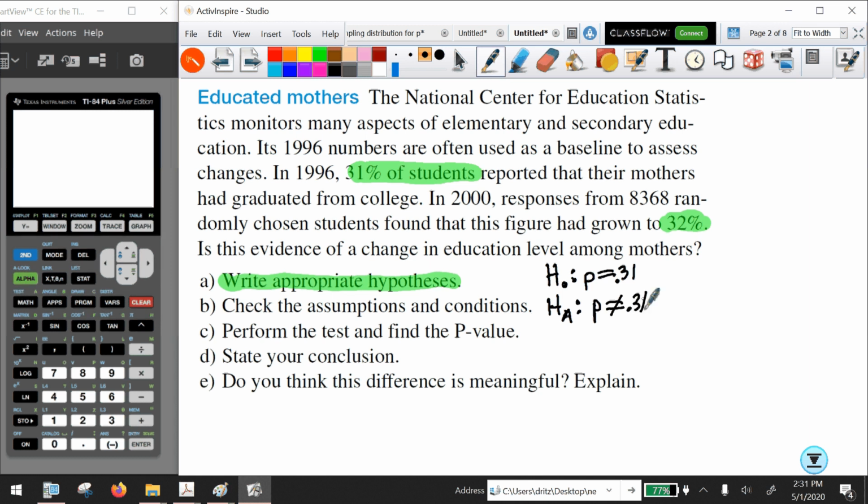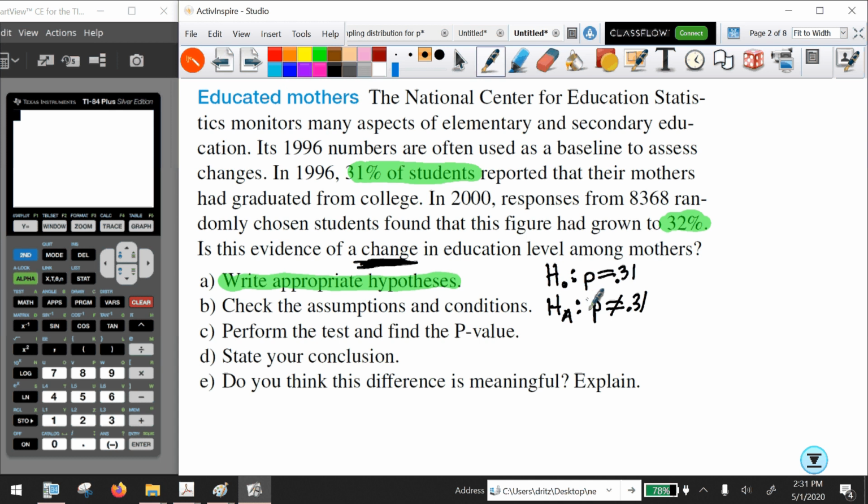We don't know if that 32% means that it's increased or perhaps it just deviated from that 31% due to chance. And since we're not investigating whether the percent of students whose mothers have graduated college has increased, they simply say, is there evidence of a change? That's why I decided to use this alternative hypothesis, p does not equal 31%. If it had said, is there evidence of an increase, I may have actually used p is greater than 31% and used the one-tailed hypothesis test, but it's not asking us if it increased, it's asking us if there's evidence of a change, and a change from 31% just means that it's no longer equal to 31%.